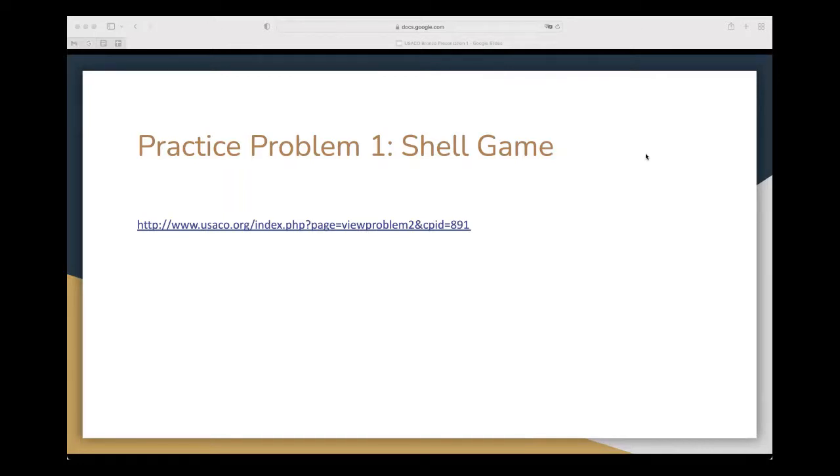I'm not sure what you mean by making variables for each shell, but I guess if that means you're keeping track of where the pebble is, yeah, sure. I guess you could do that.